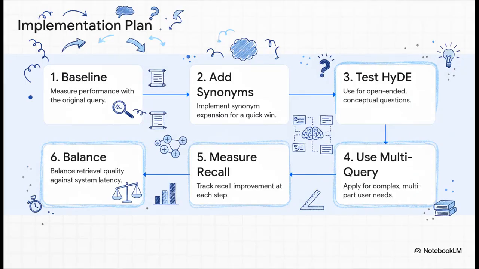And here it is, a step-by-step plan you can literally start using today. Always start by measuring your baseline performance with just the original query. Then, add synonym expansion. It's easy, and you'll probably get a nice little boost. From there, you can start experimenting with HyDE and multi-query for the right use cases. And just remember, measure your recall improvement at every step, and always keep an eye on latency. Some of these more powerful techniques can add a tiny bit of delay.